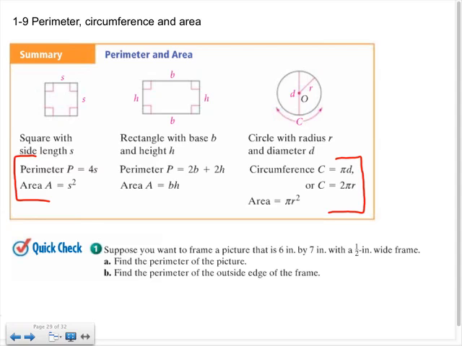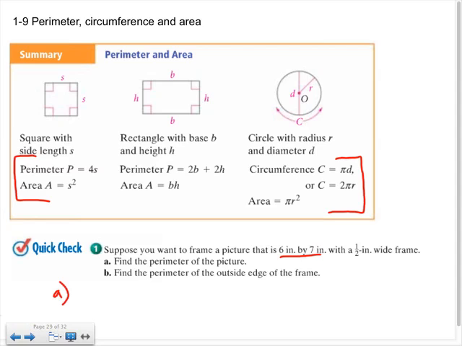So let's try the quick check here. We're asked to find the perimeter of a picture that is 6 inches by 7 inches. Well, the fact that this is 6 inches by 7 inches tells me that it's a rectangle. It's not a square because otherwise all the sides should be the same size.